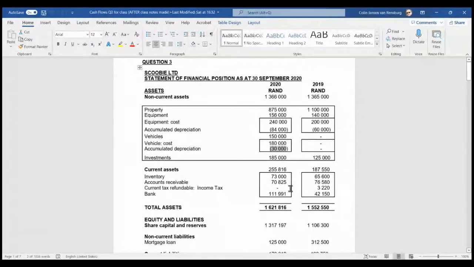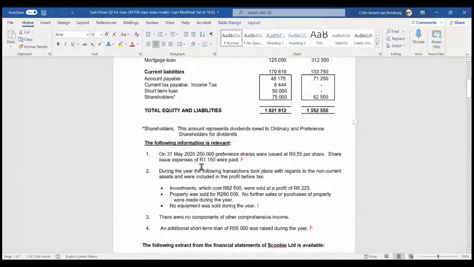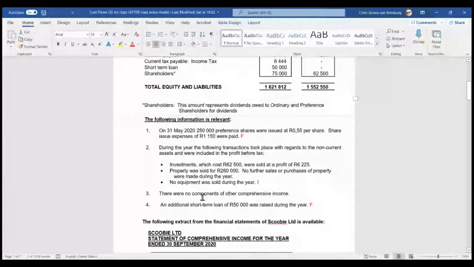Now we can already conceptualize in our heads that if there had been no disposals, we don't know yet, we'll have to look at the additional information to confirm that, then the acquisition would have been 180,000, the cost there. So let's see what they tell us about the vehicles in the additional information. They talk about investments, they talk about property, they talk about equipment. So they don't tell us anything about the vehicles.